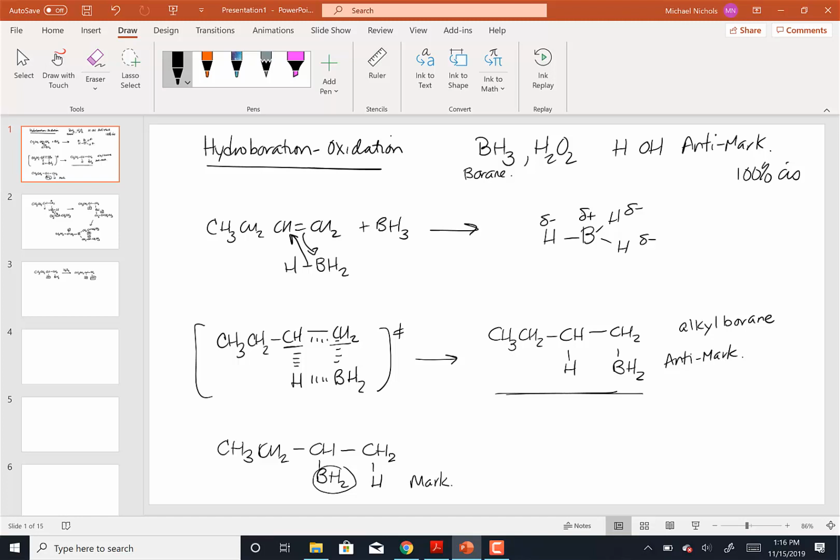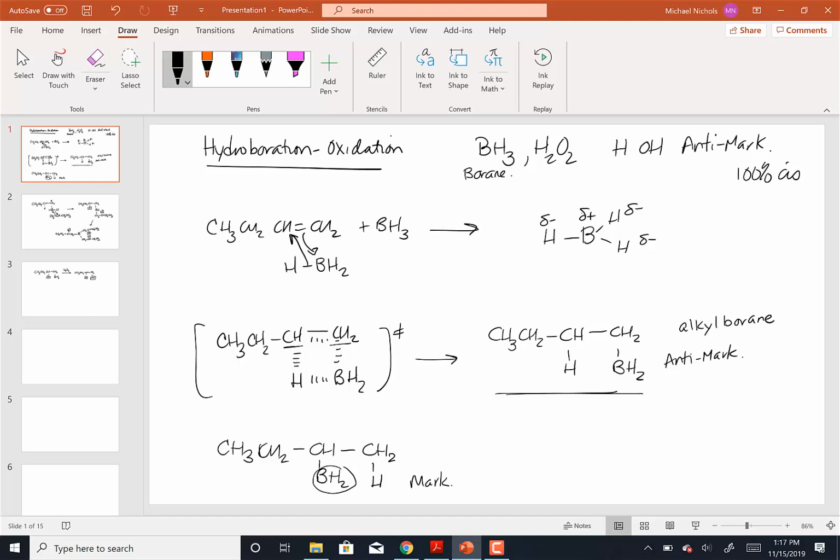That's the carbon with the most hydrogens, although we could get into least hindered. They may have the same number of hydrogens, but one might be more hindered than the other. But we'll leave it at number of hydrogens to begin with. So the boron adds to the carbon that is least hindered, has the most hydrogens. The hydrogen adds to the carbon that is more hindered, with fewer hydrogens.